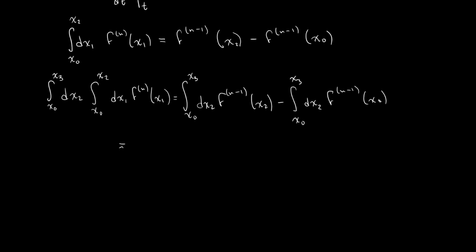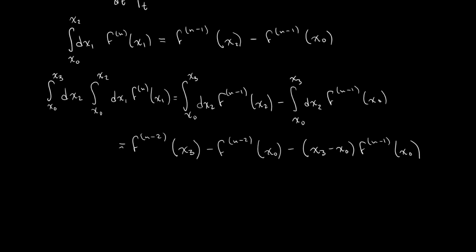So writing that a little more explicitly, this first term, I'm going to undo another one of my derivatives, so that becomes f^(n-2). And then I'm going to evaluate the first one at x3, minus f^(n-2) evaluated at x naught, and then minus (x3 minus x naught) times f^(n-1)(x naught).